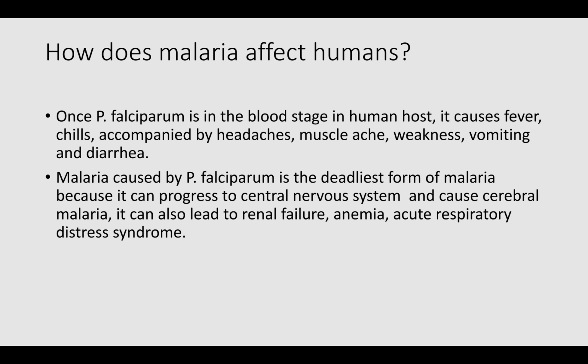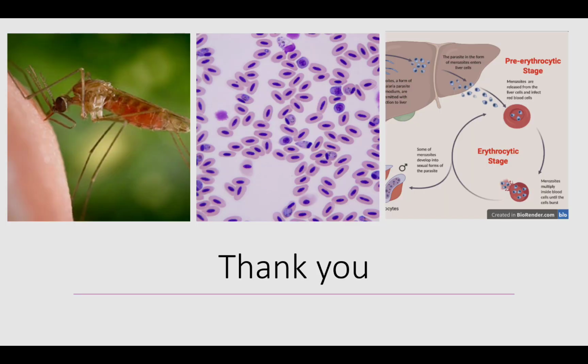Malaria caused by Plasmodium falciparum is the deadliest form of malaria because it can progress to the central nervous system and cause cerebral malaria. It can also lead to renal failure, anemia, and acute respiratory distress syndrome. So that is the brief description of the characteristics and pathogenesis of Plasmodium falciparum.